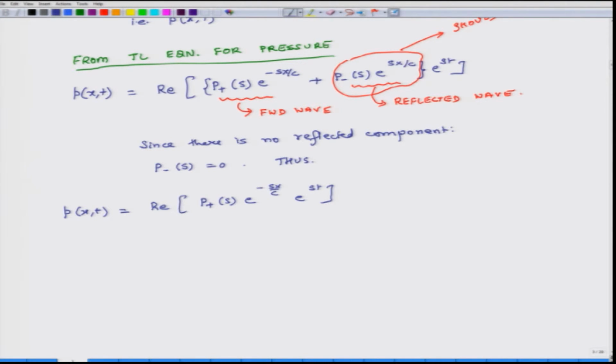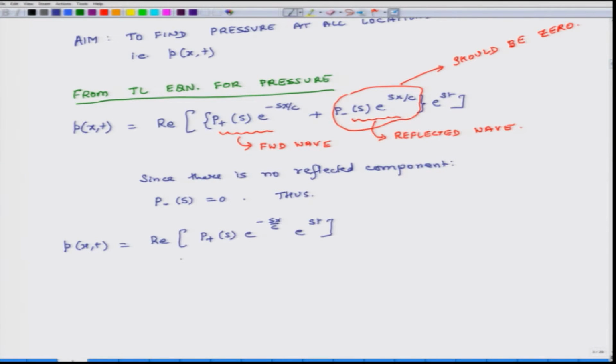Okay. Now, here, in this equation P plus and S both are unknown, and if we are able to know these terms, then we have solved the problem, and then we know how pressure is travelling in this infinitely long tube. So, our aim is to find P plus, which is a function of S, and S, which is the complex frequency.